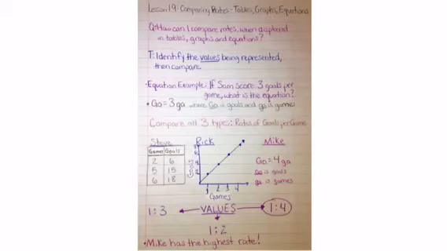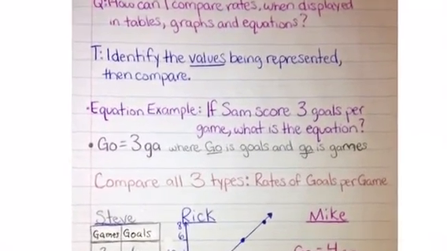Hello class, welcome to lesson 19 where we're going to be looking at how to compare rates using different models like tables, graphs, and equations. We're leaving double number lines out of these notes, however we will be working with double number lines in class and how to make use of data written on double number lines when we're comparing it to tables, graphs, and equations.